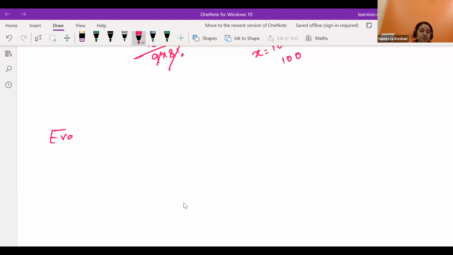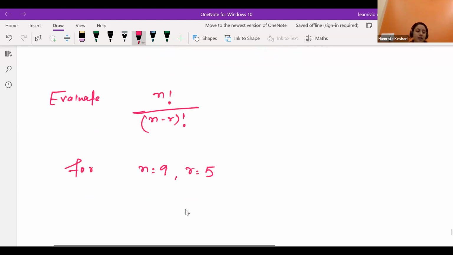Evaluate n factorial by n minus r factorial, for n equals 9 and r equals 5. Yes, do it now, Ali and Alina, and let me know what you are getting.